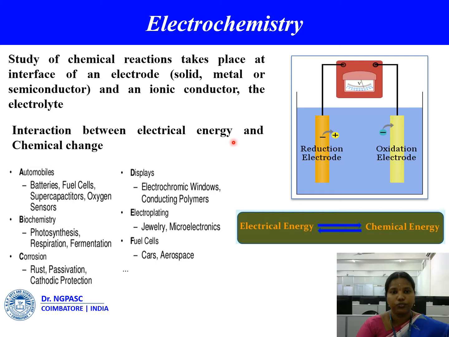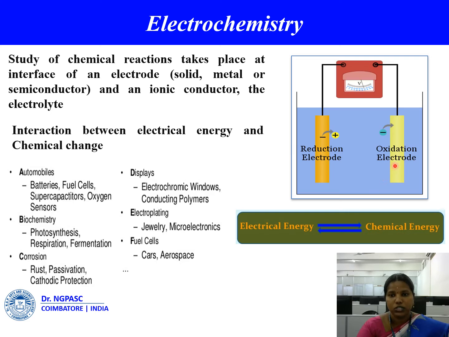Electrochemistry is the study of chemical reactions in which electrons make a movement. The movement of electrons will give you the flow of electricity. Actually, this electrochemistry deals with the chemical reactions that take place at the interface of the electrode and the electrolyte.